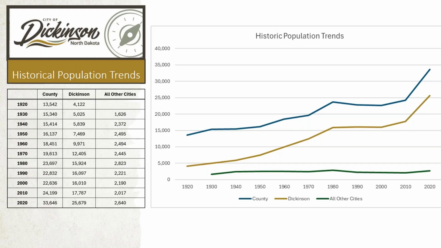So I talked a little bit about the historic population trends. You can really see from the 1920s through the 1980s, there was sustained growth in Dickinson. Between 1980 and 2010, that growth really flattened out. And then in that last decade, it really started shooting up again with its population, based on that last oil boom.